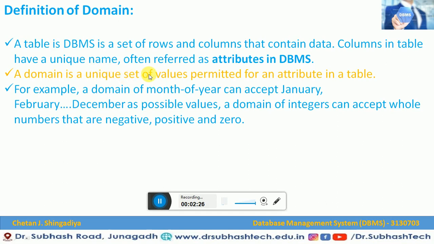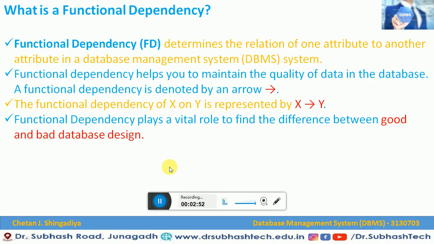Now let us understand what is functional dependency in DBMS. We can call it an FD also. Sometimes in a reference book or textbook, it may be written as functional dependency or simply FD. The functional dependency determines the relation of one attribute to another attribute in a DBMS system. So ultimately the use of functional dependency is to define the relation between one attribute and another from a table.